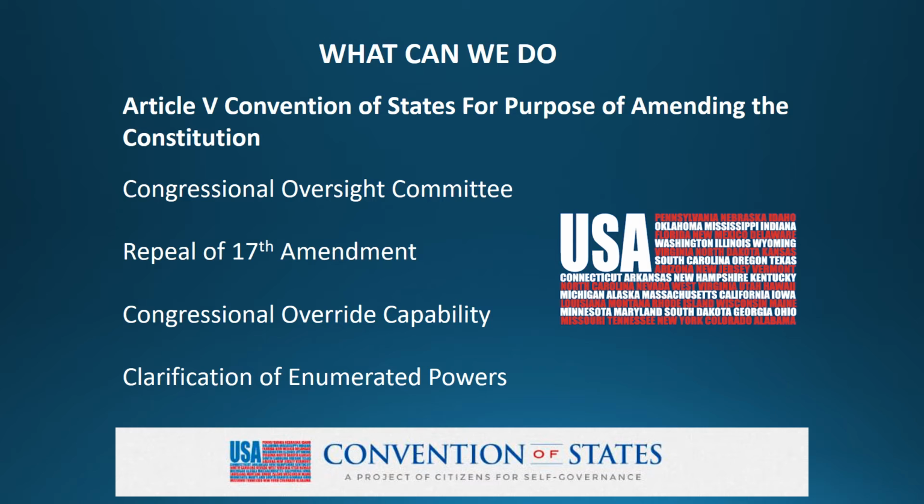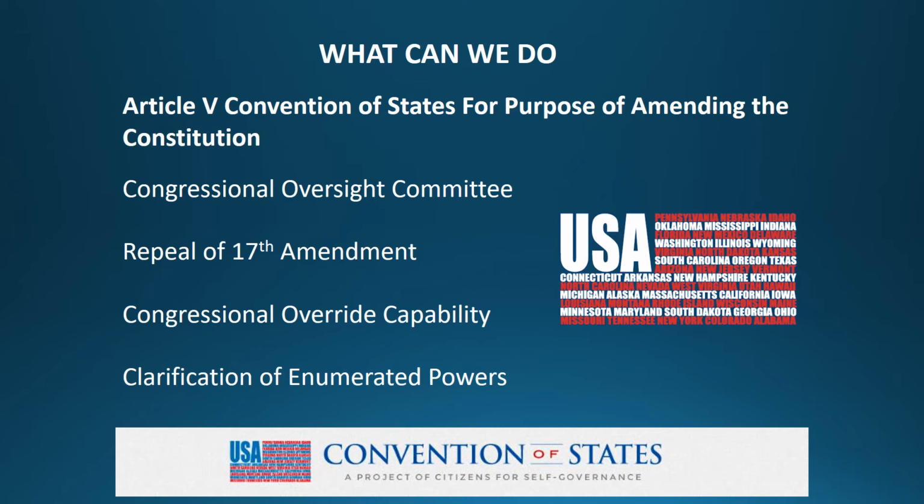Well, what can we do? For our familiar "what can we do" question, again we can look to some previous presentations for suggestions. Many suggested remedies overlap the four major abuses of our government and are pertinent. First is, of course, an Article 5 Convention of States for the purpose of amending the Constitution.